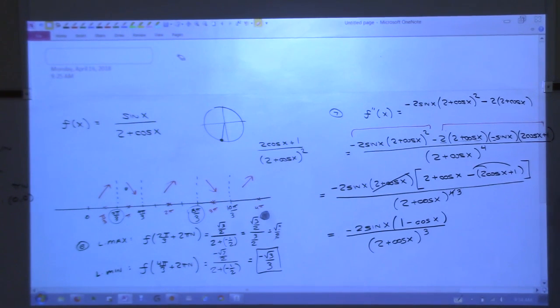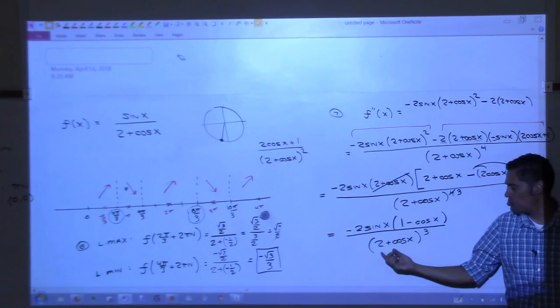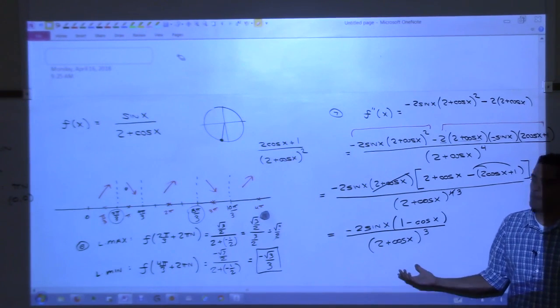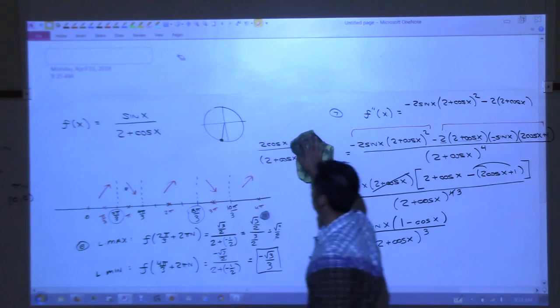And now I'm going to set this equal to 0. And then I'm going to figure out where it's undefined, but I already know it's not going to have a problem because that 2 plus cosine x can never be 0. All right, let's do it.